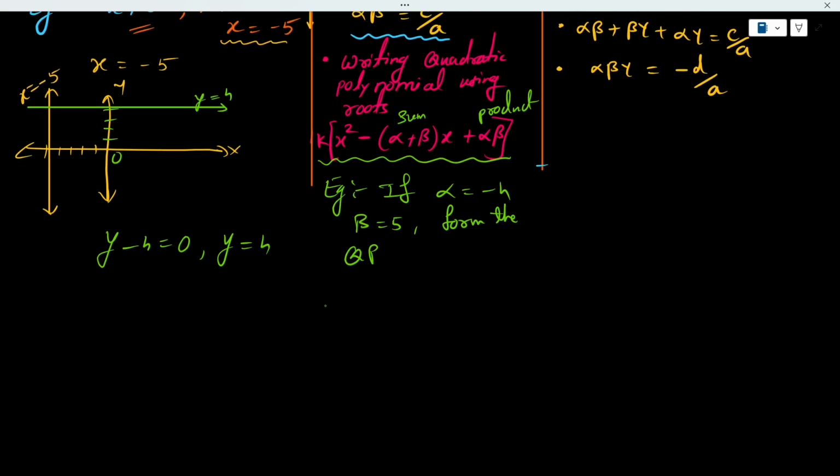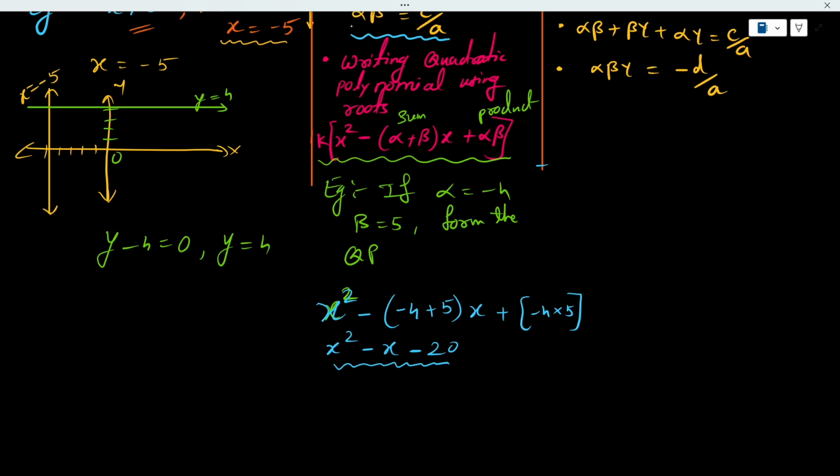If you take k here, you can take it as 1. If there's any denominator, you will get it. So it is x square, then always minus the sum of alpha and beta, which is minus 4 plus 5, times x, then plus the product, minus 4 times 5. So what is the way to form the quadratic polynomial? It will become x square, then minus 4 plus 5, it is going to be minus x, then minus 20. So you form the quadratic polynomial using the roots alpha and beta.